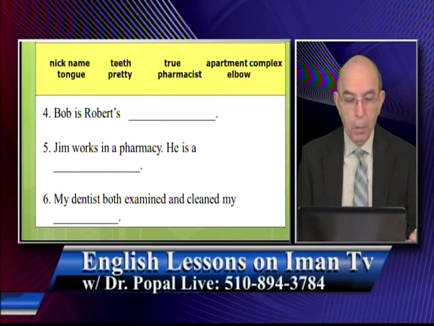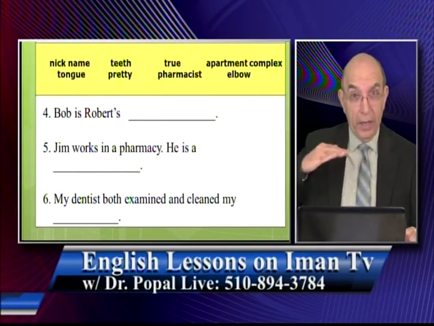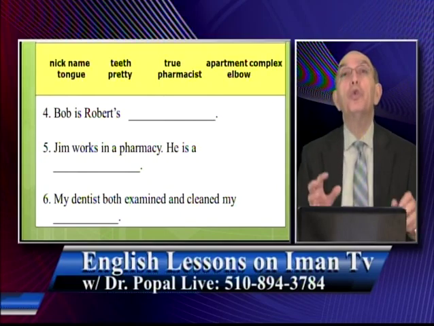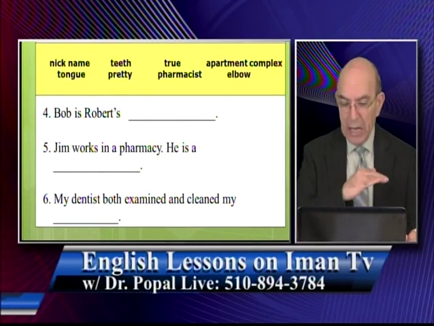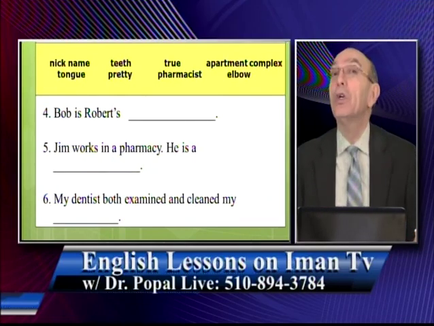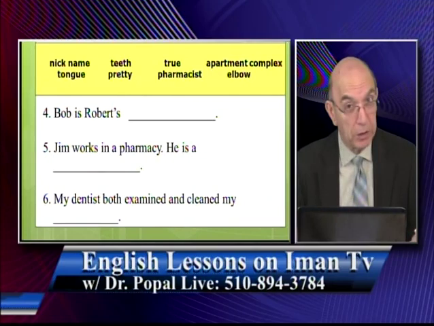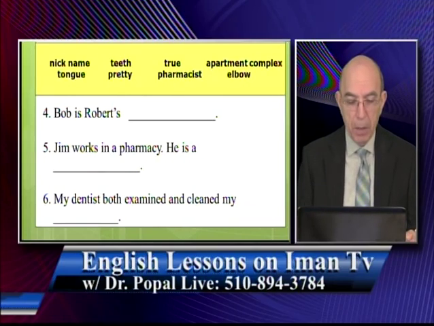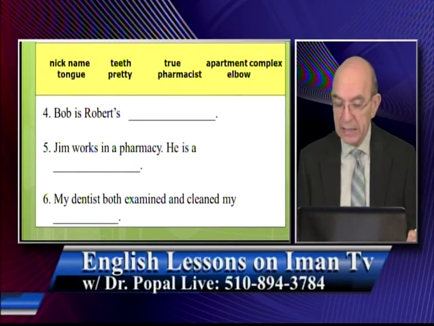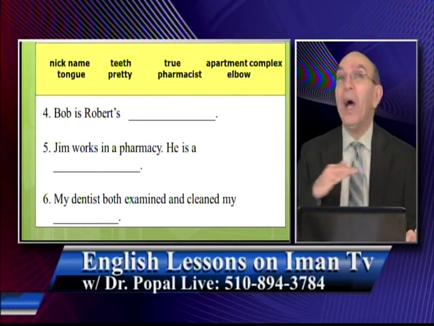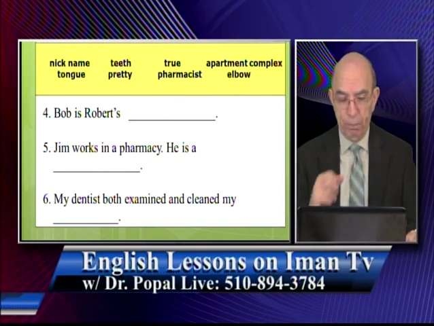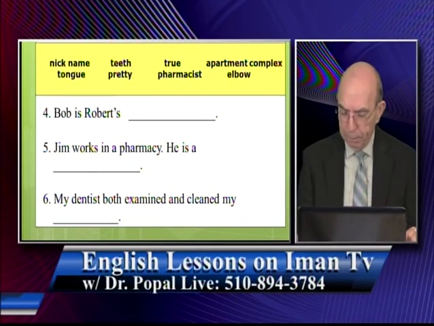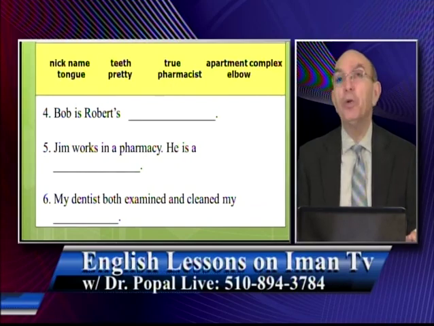Number 4, Bob is Robert's blank. So you need to use one of these words and put it here. Number 5, Jim works in a pharmacy. He is a what? In other words, what do you call a person who works in a pharmacy? Number 6, my dentist both examines and cleans my what? Which word could go in this blank space? Now let's go to the next page.